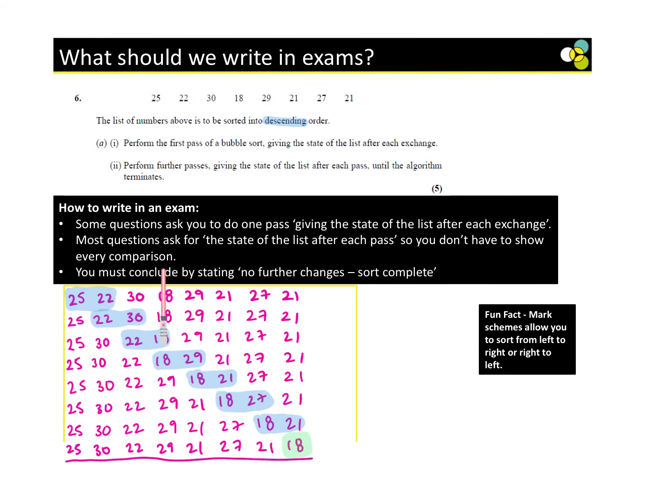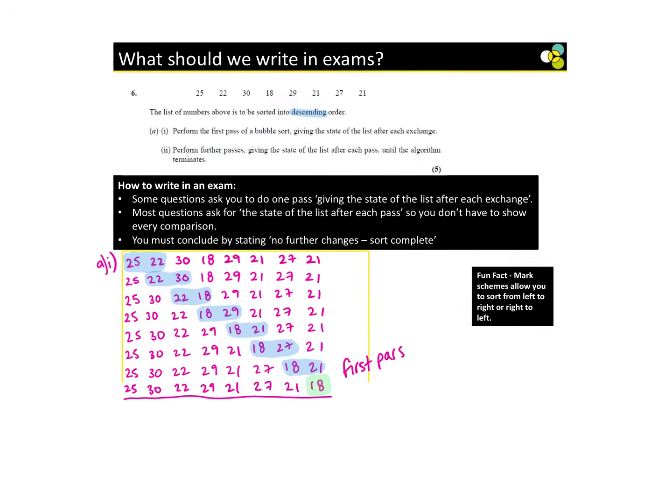Just write it all down. It's 5 marks because it's going to take you 5 minutes. And then part II, because this is just part I, okay? And this is our first pass. And always write it down on the side, first pass. Okay, it says perform further passes given the state of the list after each pass until the algorithm terminates.